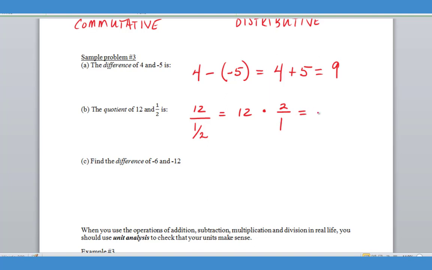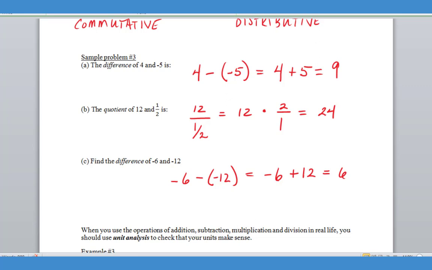And of course, 12 times 2 is just simply 24. And then lastly, we have another difference problem. Again, this is subtraction, but this time it's with 2 negative numbers. And of course, we want to use our parentheses to separate 2 operations. And then we want to change that to an addition. So -6 plus 12 is going to be a +6. So hopefully you had no problems with those.